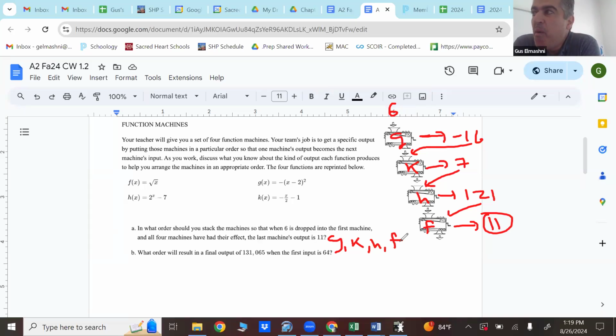No, because we ended with 1 here. What do you get? GKHF? Excellent, got it. Good work. Okay, start with G. Hopefully the next one will be obvious after that.